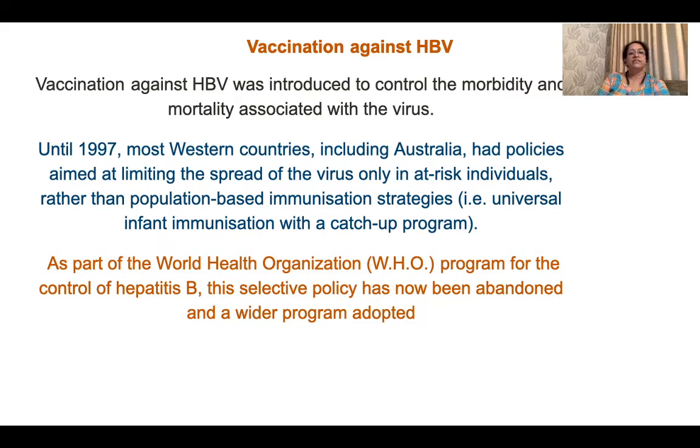Until 1997, most Western countries, including Australia, had policies aimed at limiting the spread of the virus only in at-risk individuals, rather than population-based immunization strategies, that is, universal infant immunization with a catch-up program. But as part of the World Health Organization program for the control of hepatitis B, this selective policy has now been abandoned and a wider program adopted, with inclusion of hepatitis B virus in the infant immunization program.